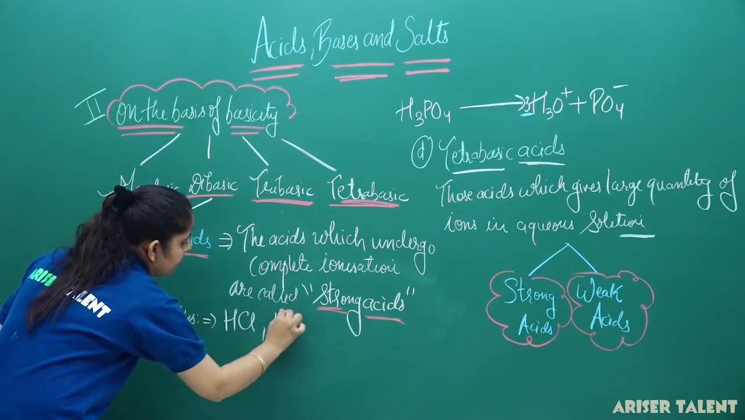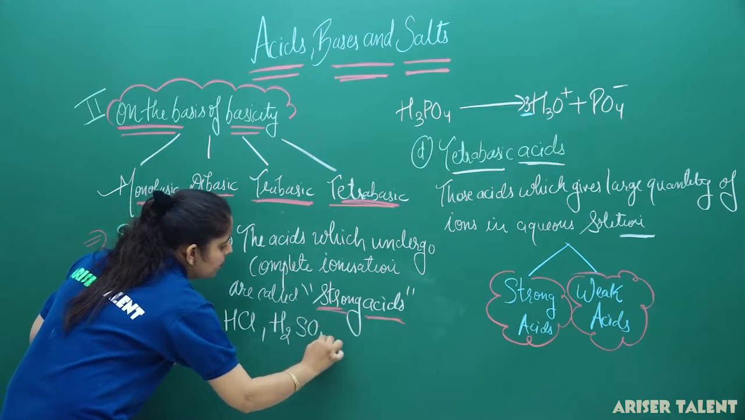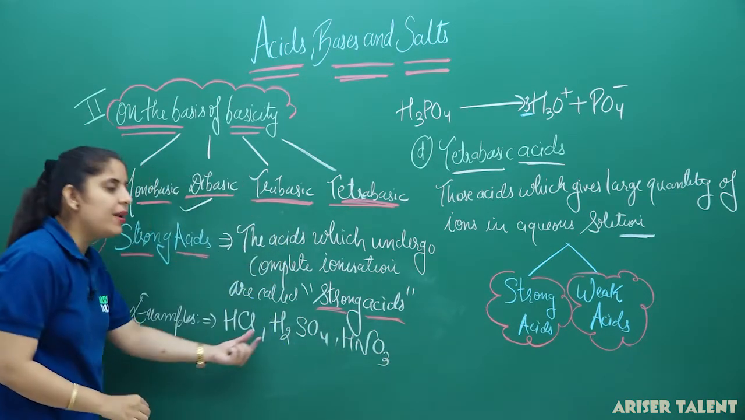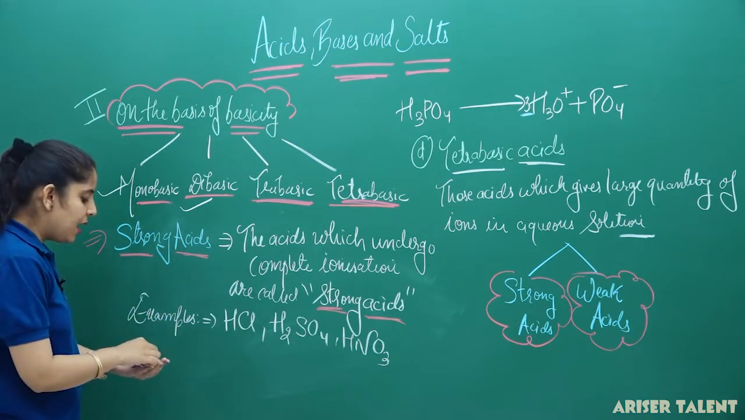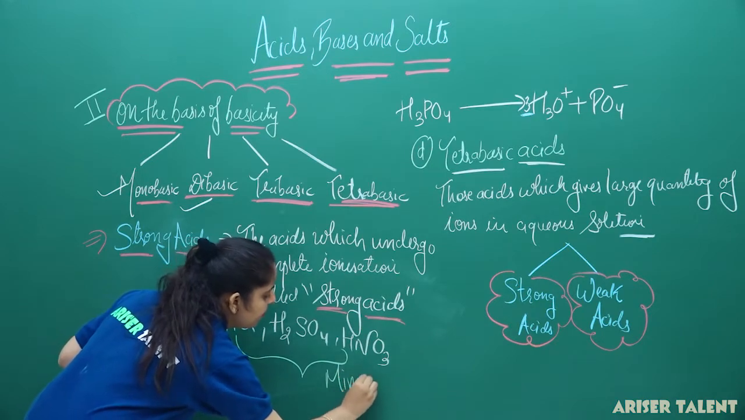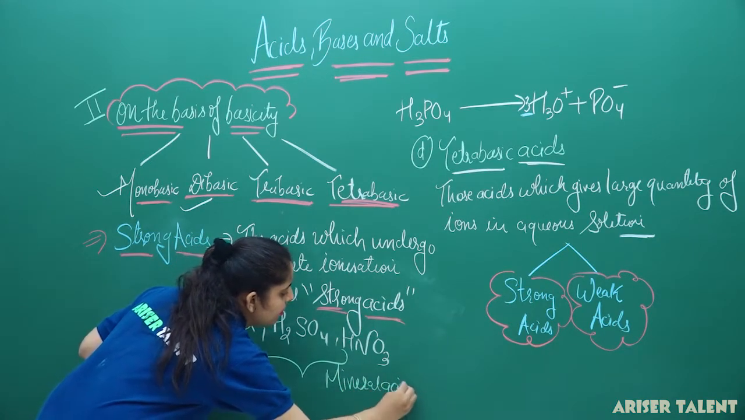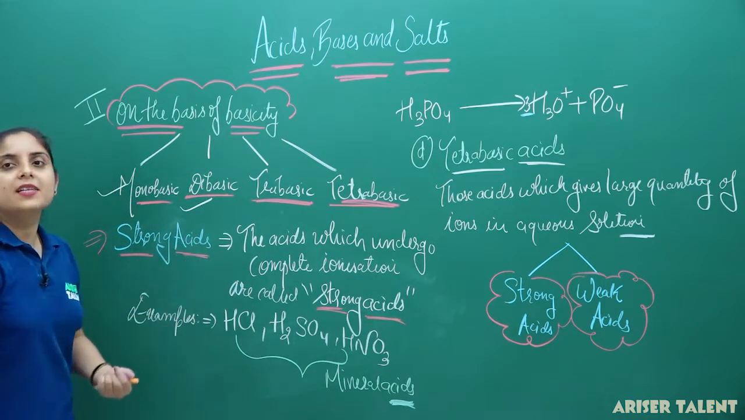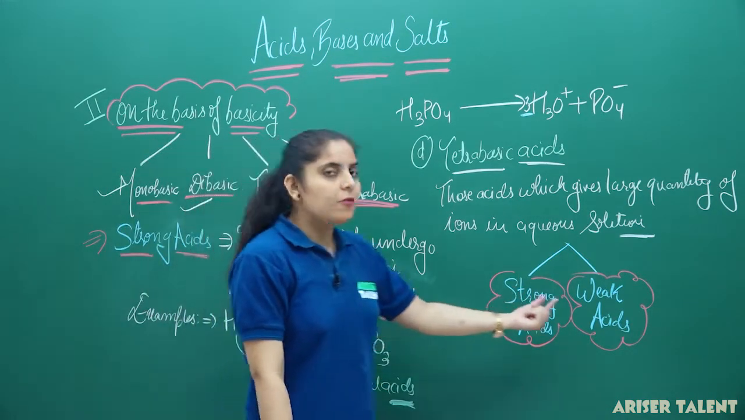HCl, H2SO4, HNO3. So you can see that all the mineral acids are your strong acids. These three are the mineral acids. And you can say that mineral acids are strong acids. Clear? Now moving to the next category, that is about the weak acids.